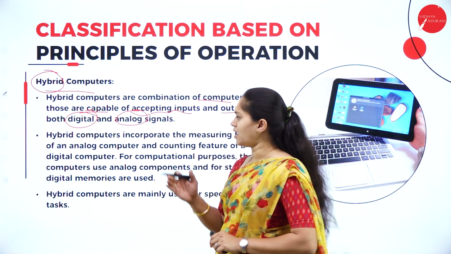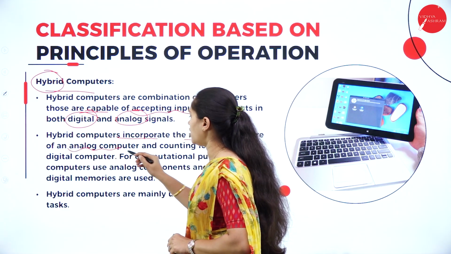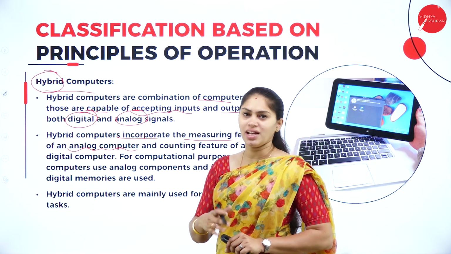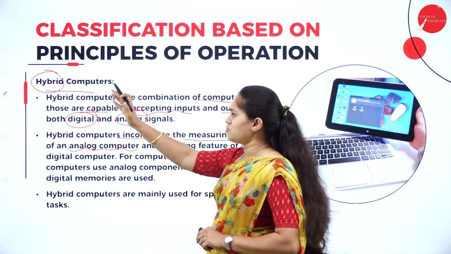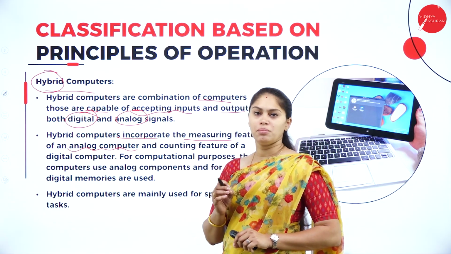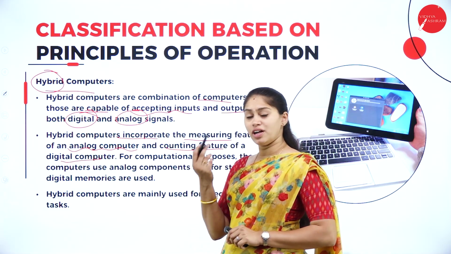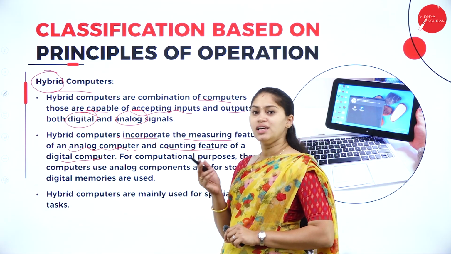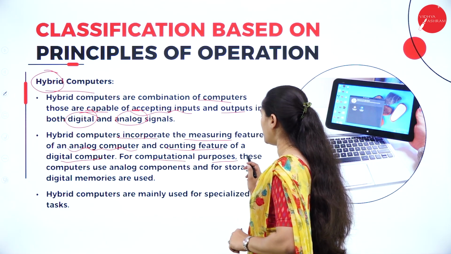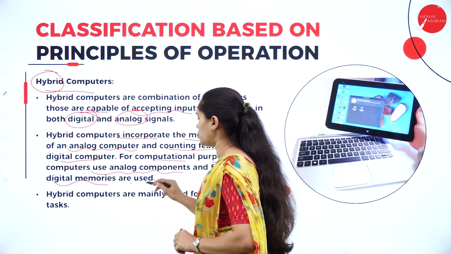And here you can see that it incorporates the measuring features of an analog computer. As I told earlier, mainly we use the analog computer for the purpose of measuring rather than counting. When it comes to the hybrid computer, it uses the feature of the analog computer for the purpose of measuring and the counting features of the digital computer. In order to count, it uses the digital computer. In order to measure, it uses the analog computer. So for computational purposes, these computers use analog components, and for storage, digital memories are used.